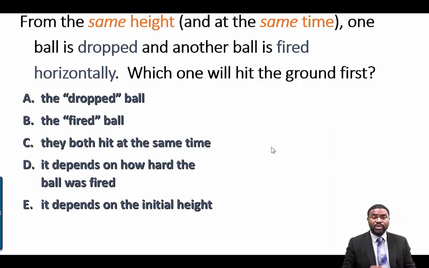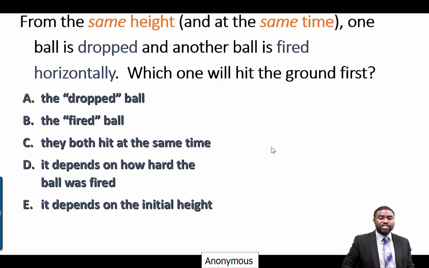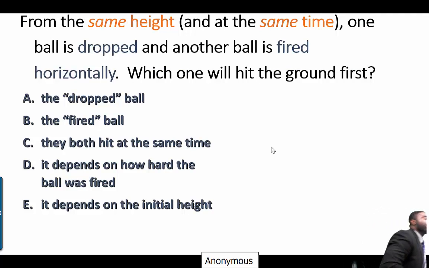Let's move on to the next question, please. Polling started. From the same height, this is another question that you guys debate on. If from the same height and at the same time, one ball is dropped and the other is fired horizontally, which one will hit the ground first?